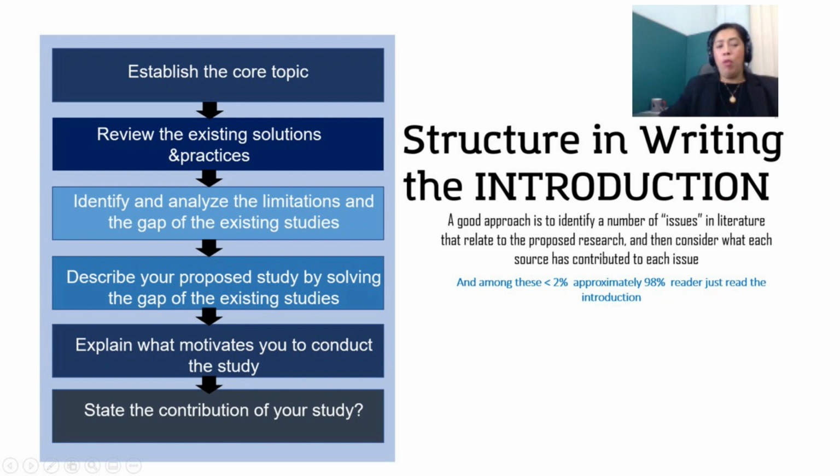Then you may review literature like, for example, the effect of attendance towards productivity. And for the review of studies, you need to highlight what the existing solutions pertaining to attendance are. Then on your second paragraph, state the gap and analyze the limitation of the existing studies. And maybe on your third paragraph, describe the proposed solution and explain the motivation on why you conduct the study. And please state clearly the contribution of your study.